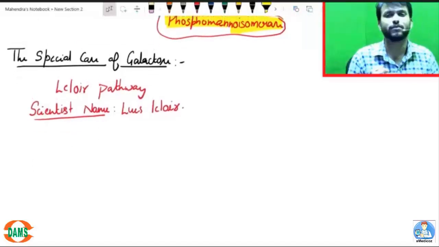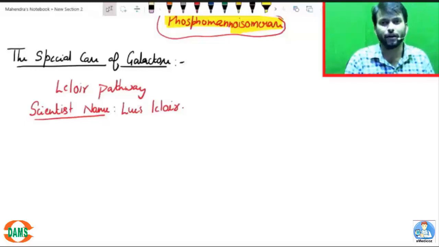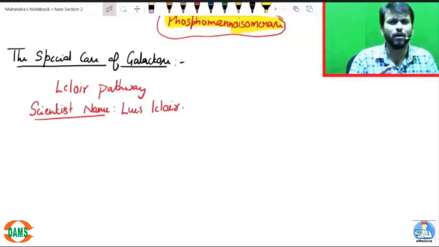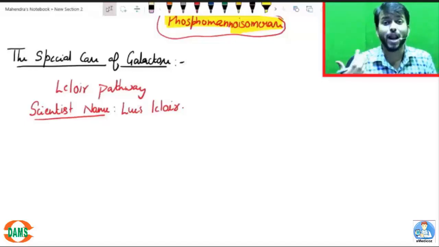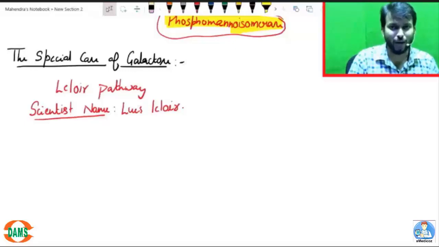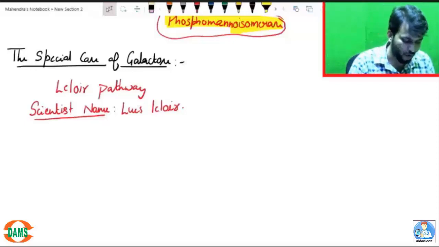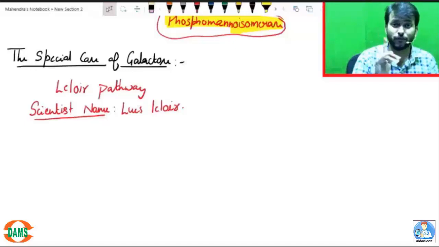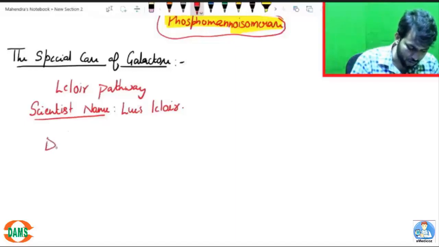The pathway in which galactose can enter into the process of glycolysis is more complicated as compared to fructose as well as mannose. That's why it's known as the special case, and the pathway is known by this name, the Leloir pathway. In this pathway, first galactose gets converted into galactose 1-phosphate with the help of a kinase, galactokinase, named specifically by the substrate. So we will start our process from D-galactose.